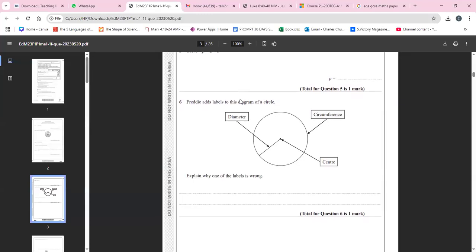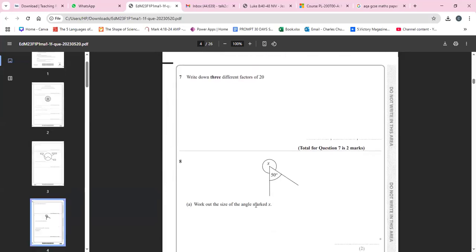Freddy adds labels to this diagram of a circle. The labels are diameter, circumference, and center. Explain why one of the labels is wrong. Okay, so let's see. The one that looks wrong to me here is diameter, because diameter is twice the radius. So what he's calling the diameter right now is actually the radius. Yeah, so that's why it's wrong.